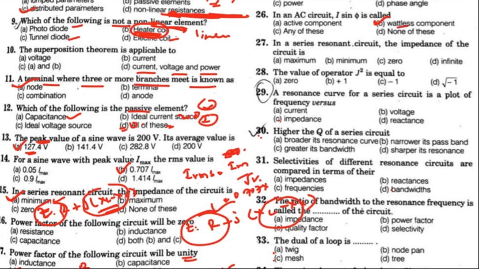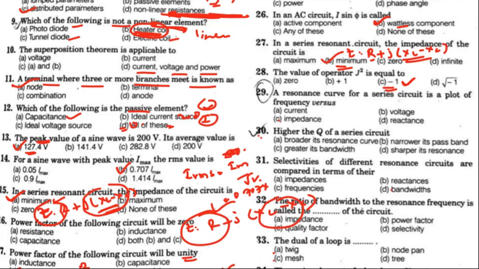Okay. In a series resonant circuit, the impedance of the circuit is minimum, because impedance is equal to R plus j into (XL minus XC). So in a series resonance circuit, XL is equal to XC, so the j component becomes 0. So only R will be there, so impedance becomes minimum. The value of operator j square is minus 1.